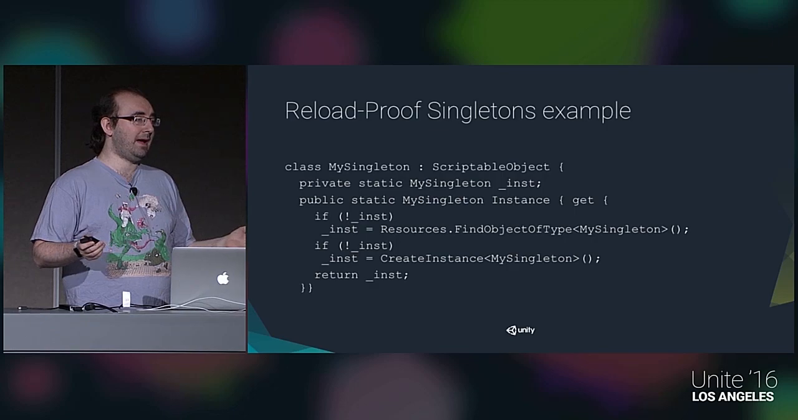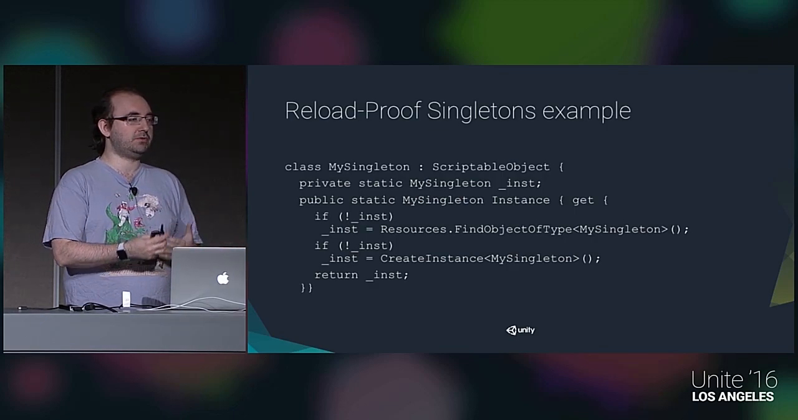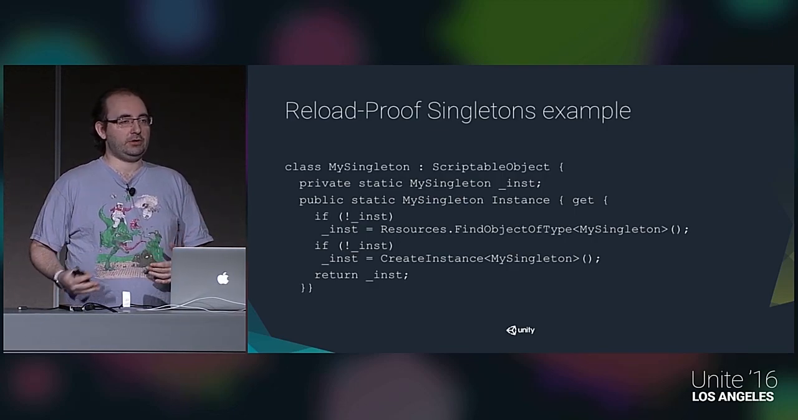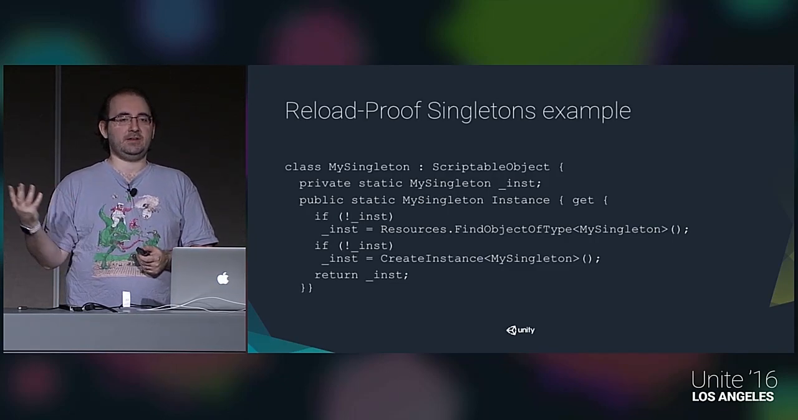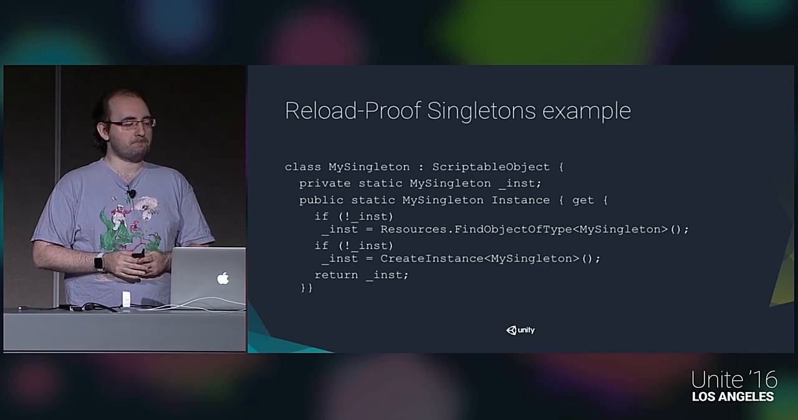So this is a super simple pattern that will get you these objects that will survive a domain reload, that you can keep referring to. And then after the domain reload, you go to access the instance, and it's as if it never went away. Okay?